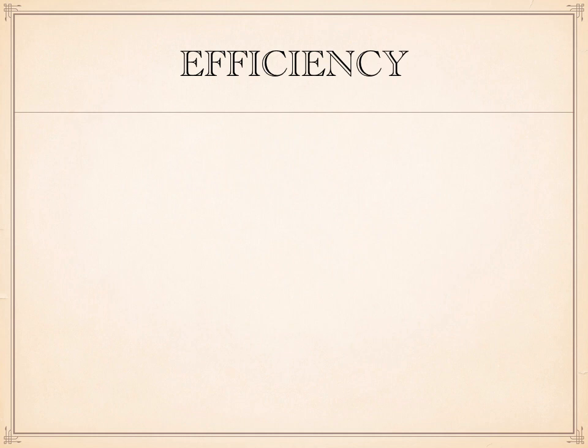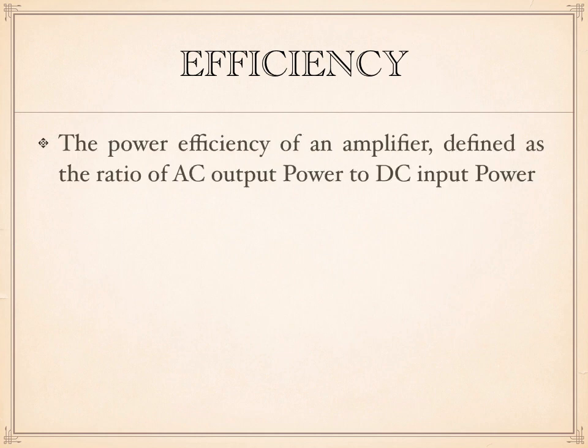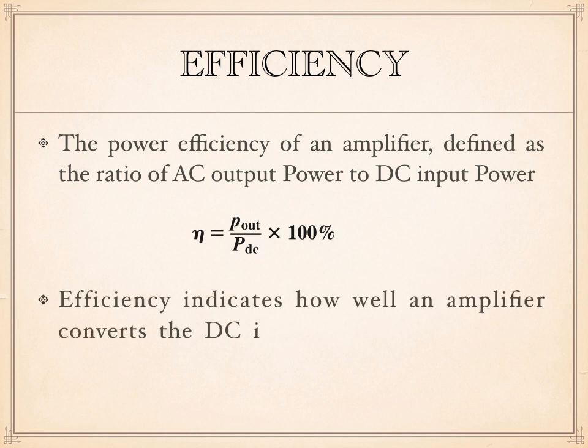Now we will discuss different parameters which are of importance in power amplifier. First and the most important parameter is the efficiency. It is also called collector circuit efficiency. This efficiency is defined as the ratio of AC output power to DC input power. Efficiency indicates how well DC power is converted to AC power.